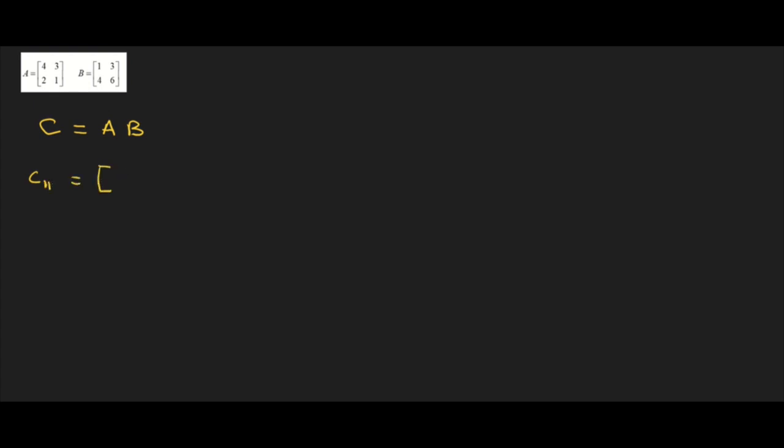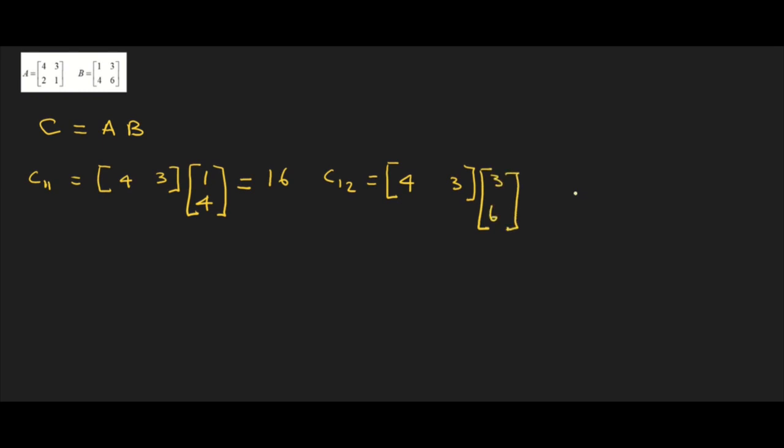Now to do that, we calculate each of the elements as follows. For element 1, 1, i.e. in the first column and the first row, we take the product of the first row of A and the first column of B. That gives us a value 16. Then for the element in row 1, column 2, we take the product of row 1 of A and column 2 of B. And that gives us a value of 30.